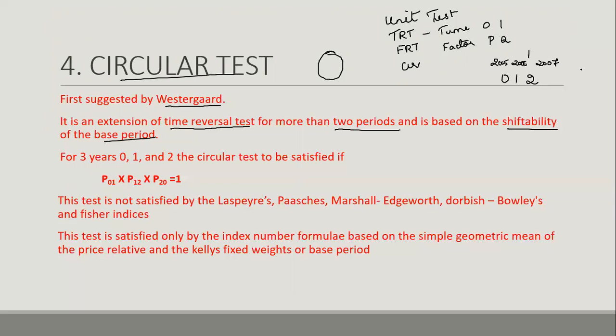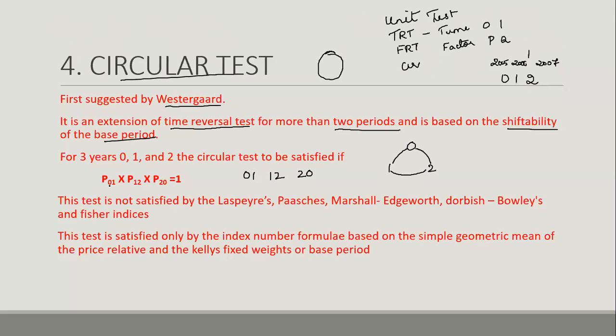So if you want to see the procedure, I have given here for 3 years, that is 0, 1 and 2. The circular test will be satisfied if P01, that is the price of the base and the current year, that is first year and second year, into the price of the second, that is P12, and P20. Look at this, now consider we have 0, 1, 2. So 0 to 1, 1 to 2, 2 to 0, that is in the circular form. So we call it the circular test.